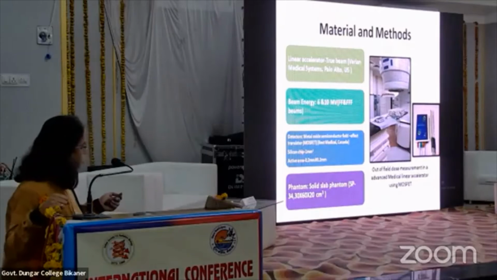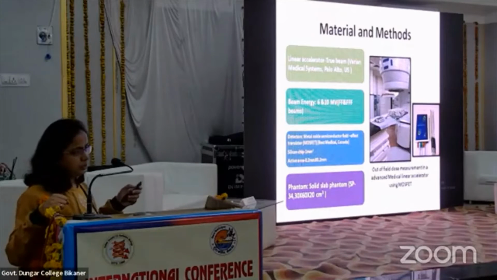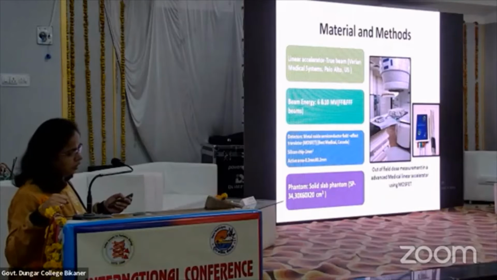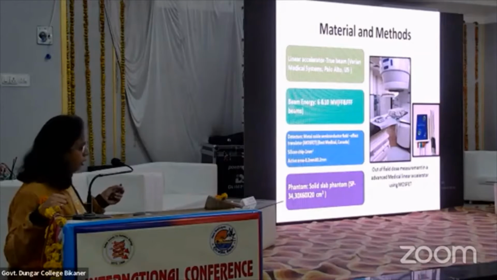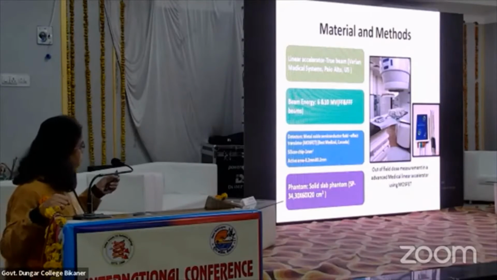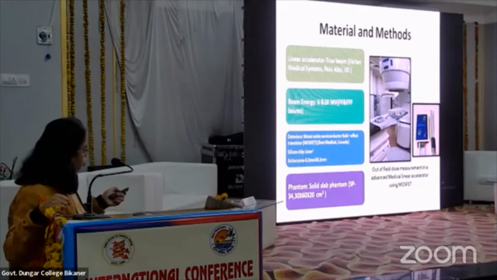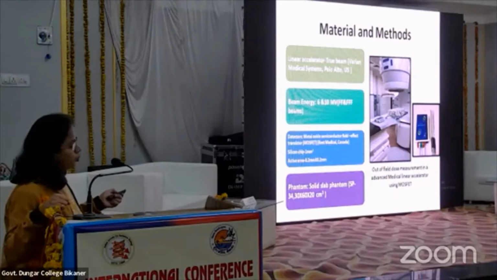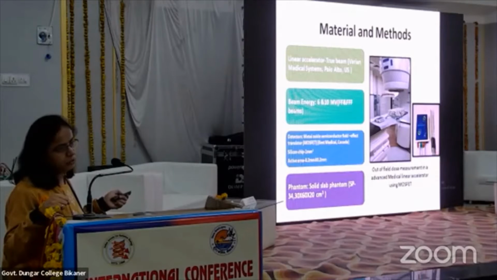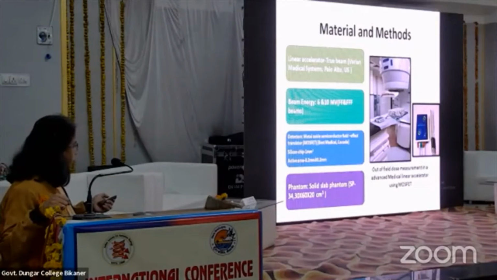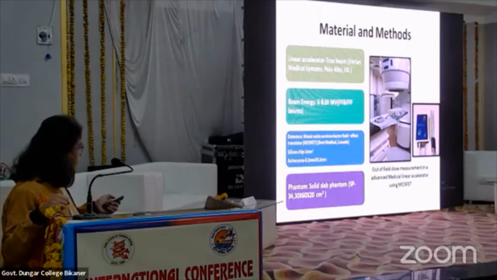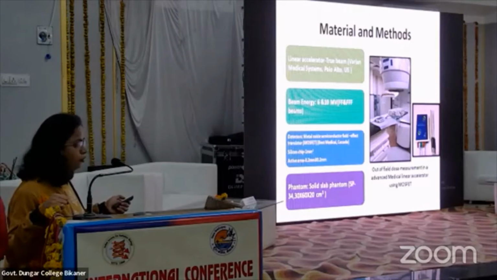The MOSFET is nothing but a measuring device. It is an electrical device with a silicon chip of 1 mm square, and the active area is 0.2 mm by 0.2 mm. This device is connected with the remote dose verification system through a wireless Bluetooth system. And the phantom used is a solid slab phantom, with dimensions of 30 by 60 by 20 centimeter cube.